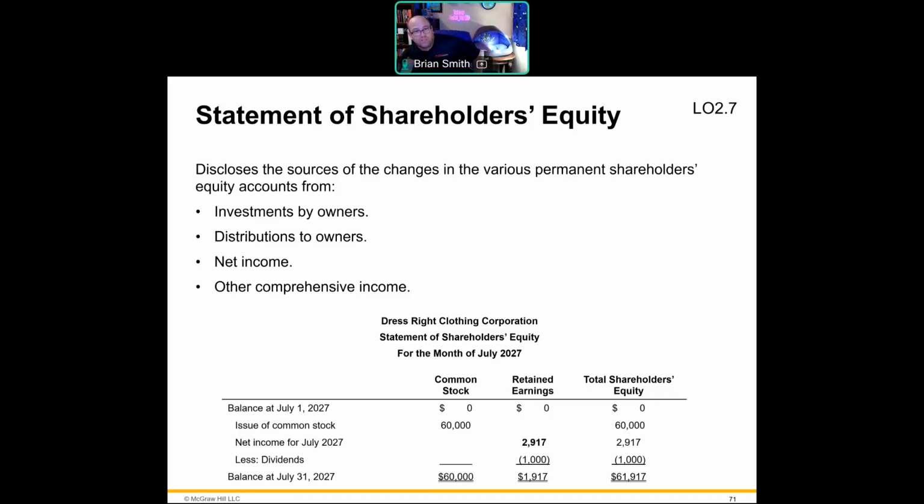Here is your statement of shareholders' equity. We're showing our beginning balances of all of our accounts, showing our ending balances, applying that to the income or the balance sheet.